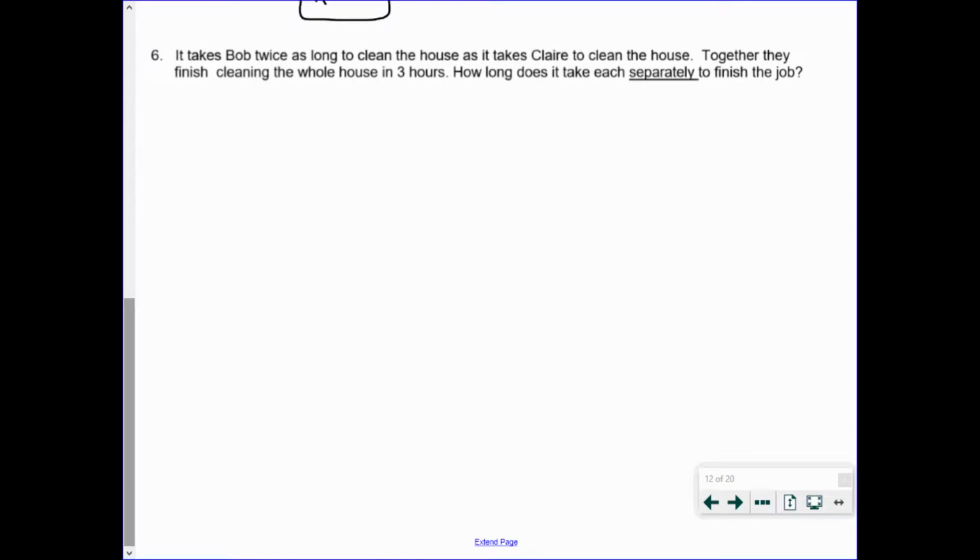So for number 6, we're told it takes Bob twice as long to clean the house as it takes Claire to clean the house. Together they finish cleaning the whole house in 3 hours. So we know their combined time is 3 hours. But we need to know how long it takes each one separately to finish the job. So we know Bob takes twice as long as Claire. So if Claire's time is x, Bob's time is going to be 2x.